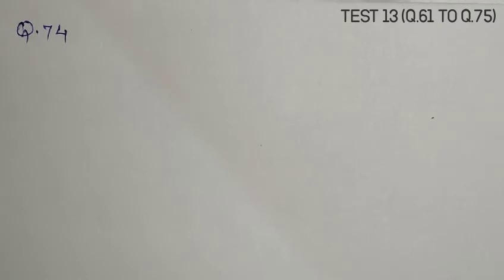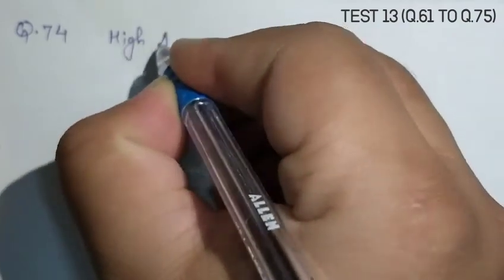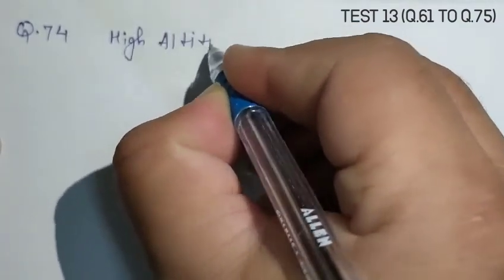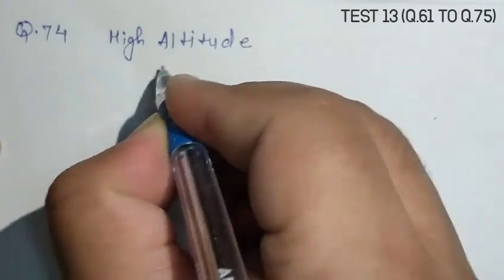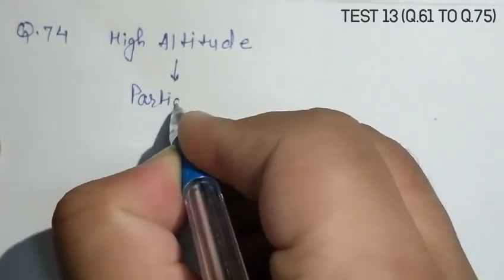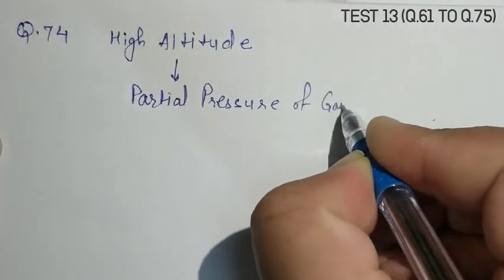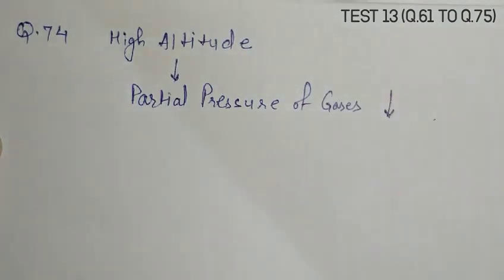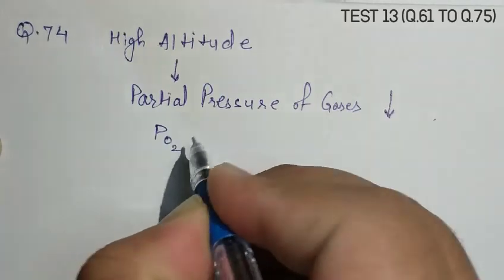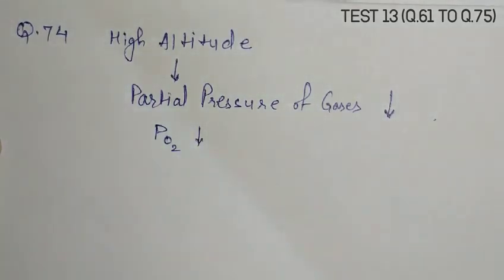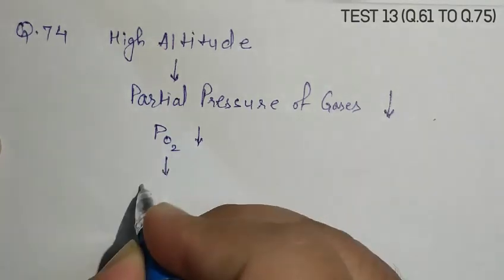Question number 74. Ascent of high mountains may cause altitude sickness in men. Primary cause for this is that at high altitude, partial pressure of gas decreases, PO2 decreases, leading to hypoxia.